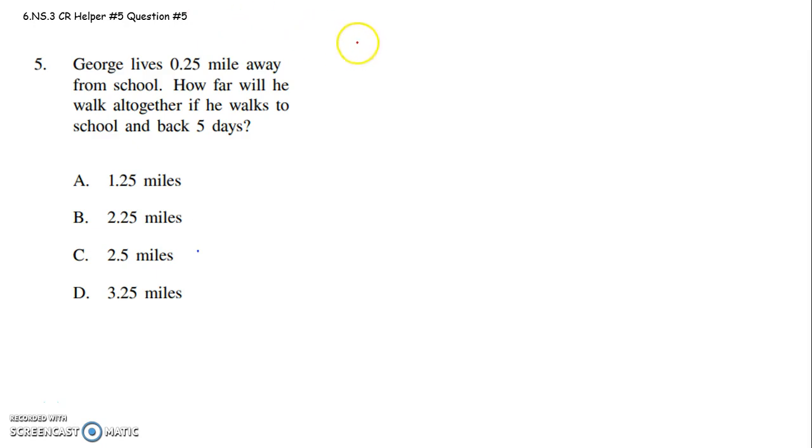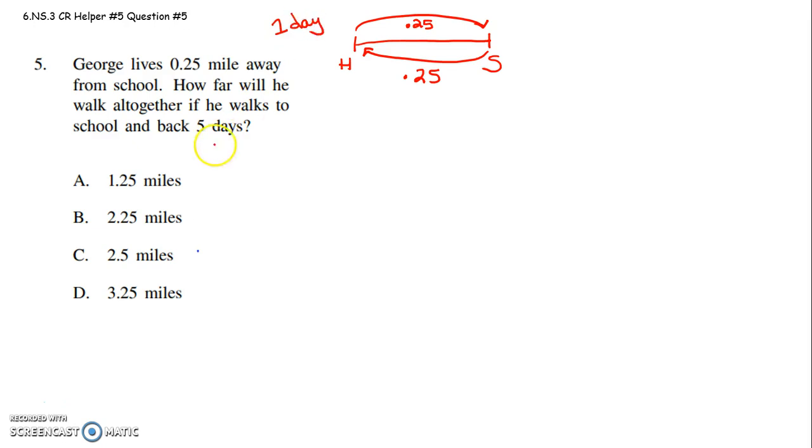Okay, so let's just draw a picture of just one day. So here's George's home, here's school. He's got to walk from home to school, and that's a quarter mile. Then he's got to walk from school back to home every day, and that's a quarter mile. So that would represent one day. He's going to do that for 5 days.